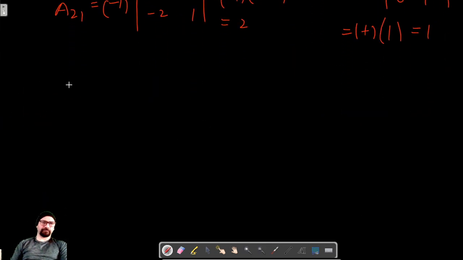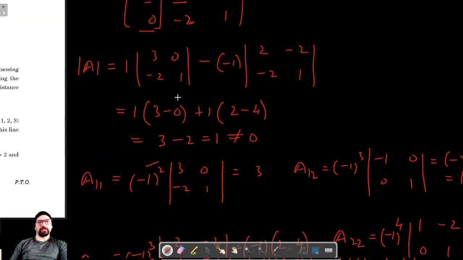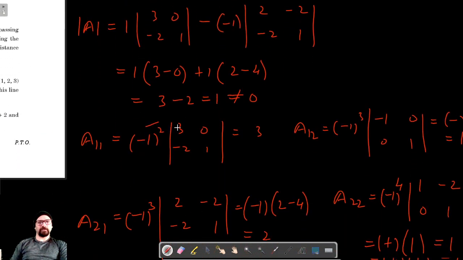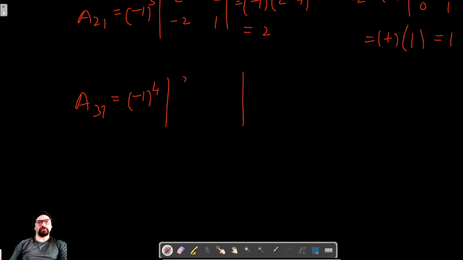Okay, so the last row, A31, which is negative 1 raised to the power 4. For this it's 2, negative 2, 3, 0, so this is 0 plus 6, which is 6.